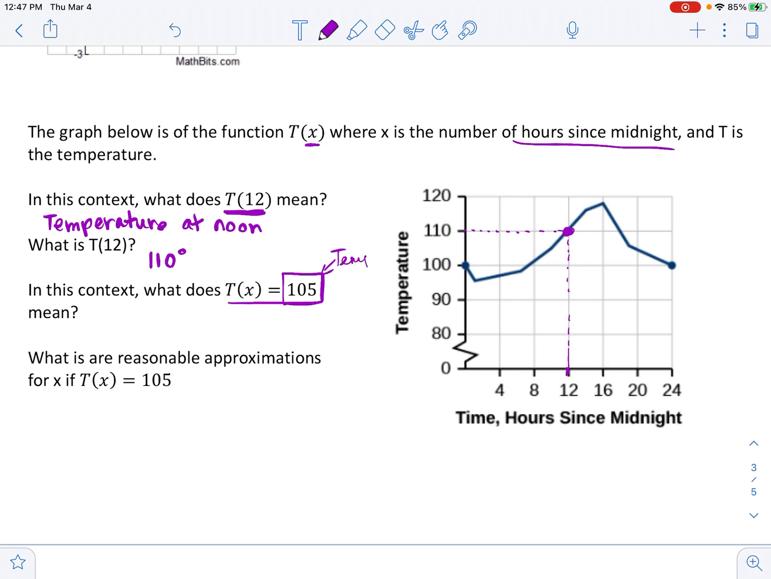This would be the temperature. So at what time, or more specifically, how many hours after midnight was the temperature 105 degrees? Okay, that's what t of x equals 105 means. How many hours after midnight, I forgot that word, midnight, was the temperature 105 degrees.